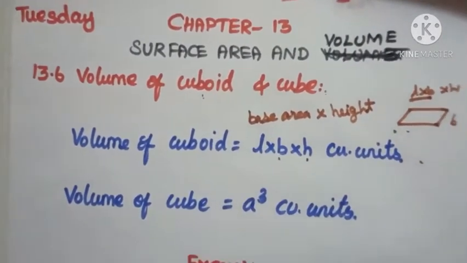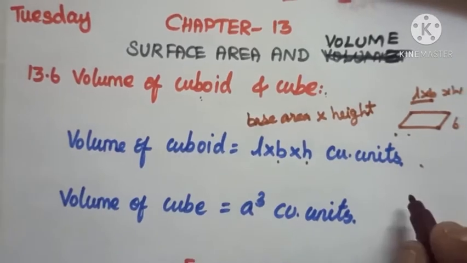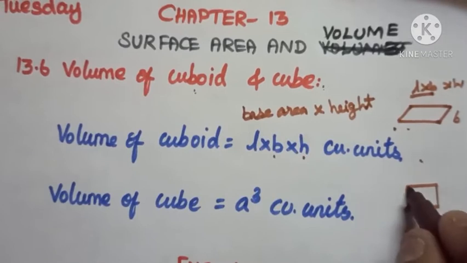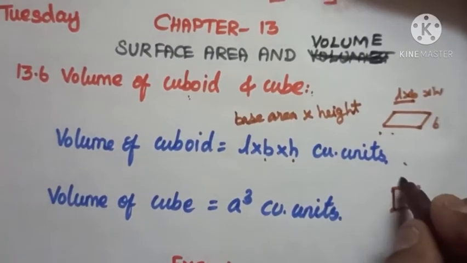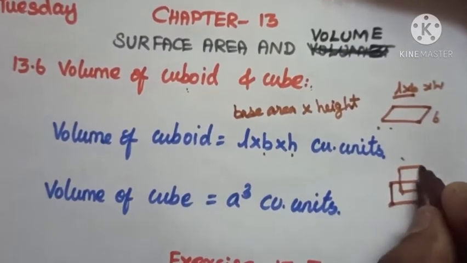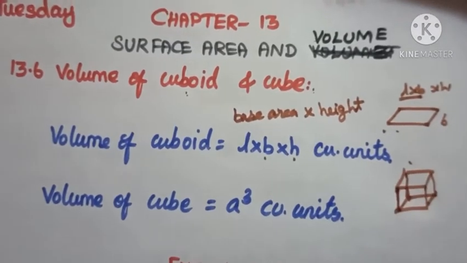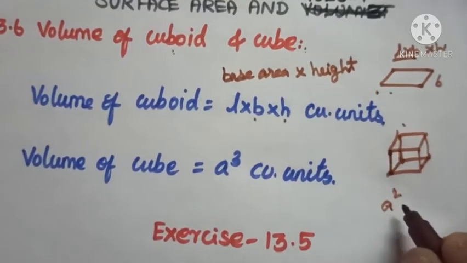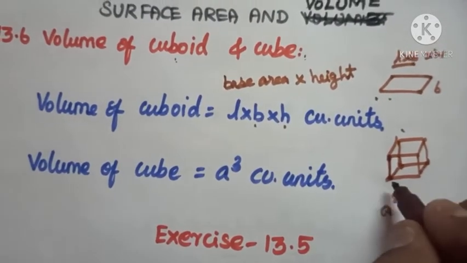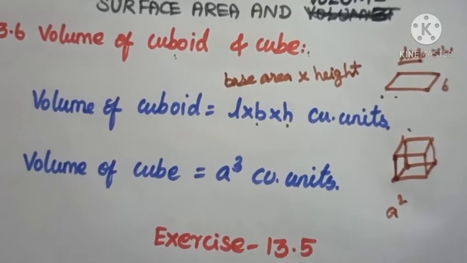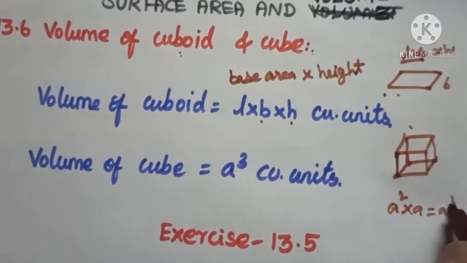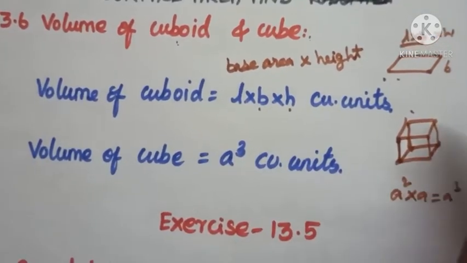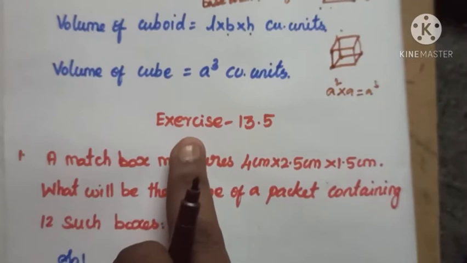In the same way, the base area of a cube is nothing but the area of a square, because all the faces in a cube are squares. So the base area is also the area of a square, that is a square, and multiplied with the height, because all the edges are of equal value, a. So now you get a cube. So the volume of a cube is a cube cubic units. By using this, I will move on to the exercise sums.